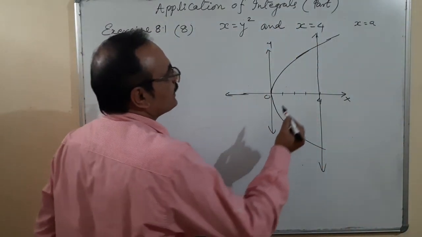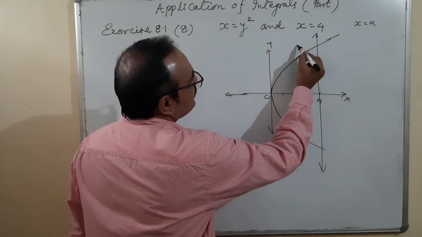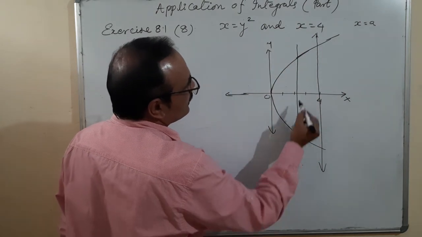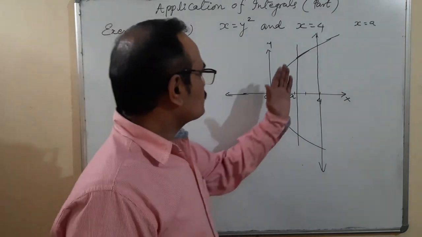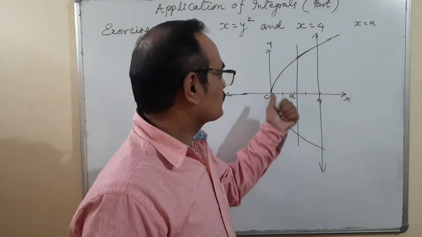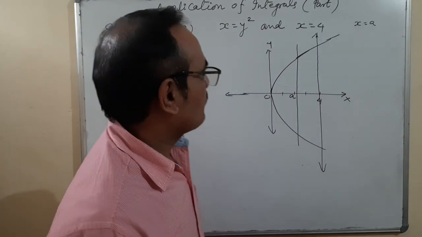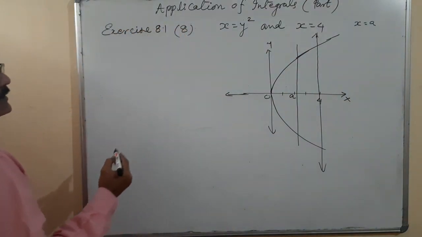So a is coming, I don't know from where, but suppose from here. This is a. These two areas are equal. So what does it mean?